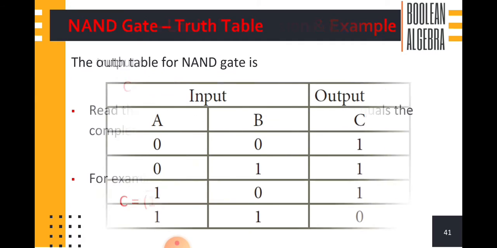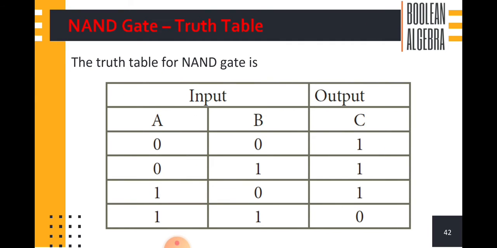Now you can see the truth table of the NAND gate. How many variables are there? We are passing two variables, that is two inputs, A and B. How many combinations of values can we give as input? 2 power 2 is equal to 4. So 4 combinations of values can be given to the NAND gate: 0 0, 0 1, 1 0, 1 1. What output can you get?